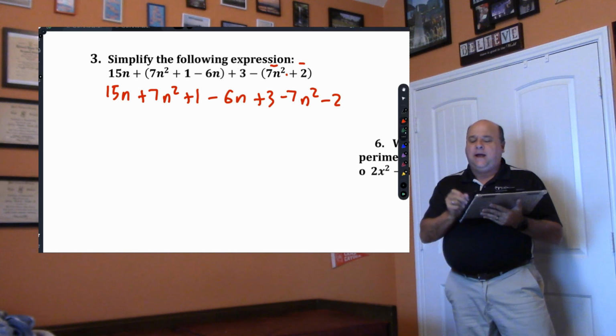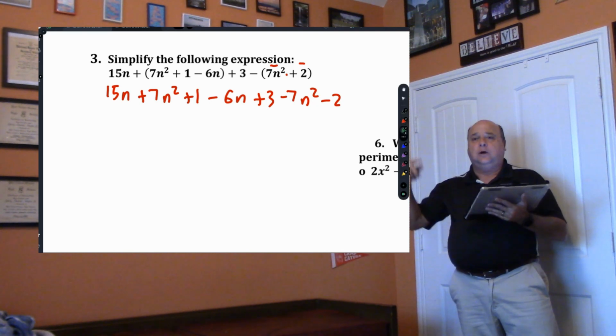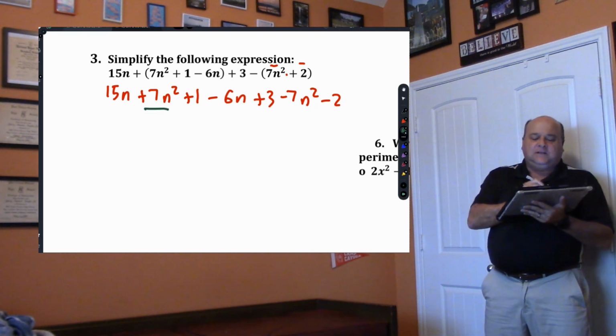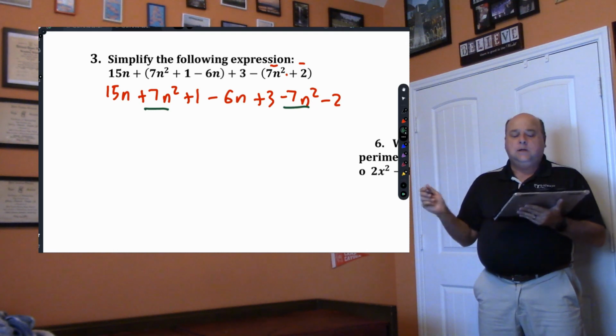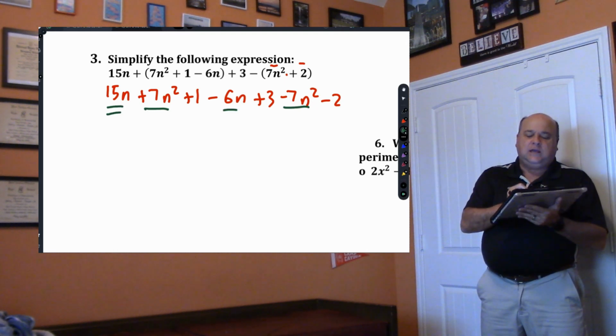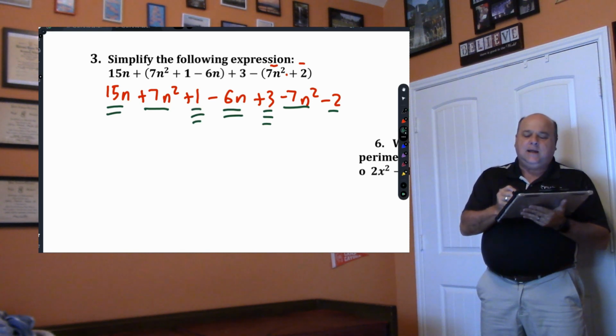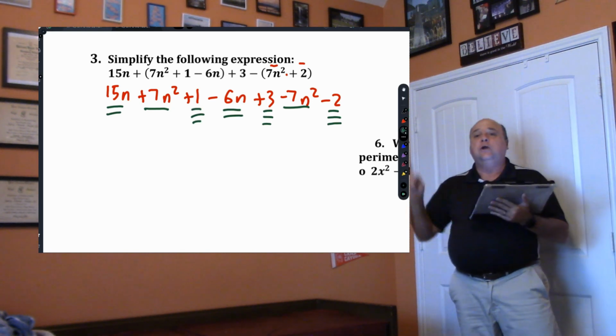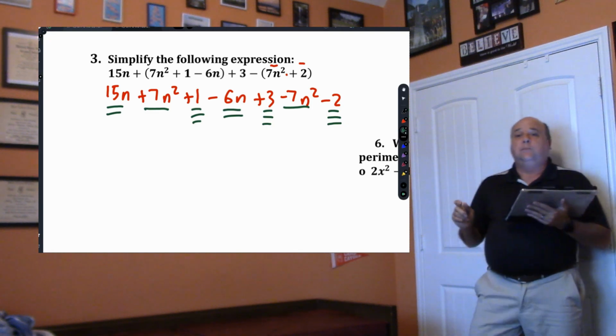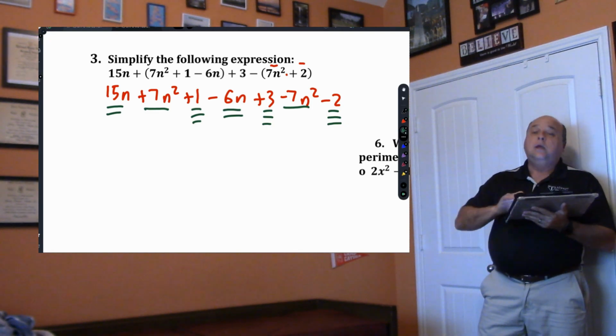Now then you would go back, single underline, double underline, triple underline. The biggest exponents are the 2's. The next biggest exponents are the n's. And then the 1, the 3, and the 2 would get triple underline. You got to combine all 3 of those numbers, and that would go at the end.